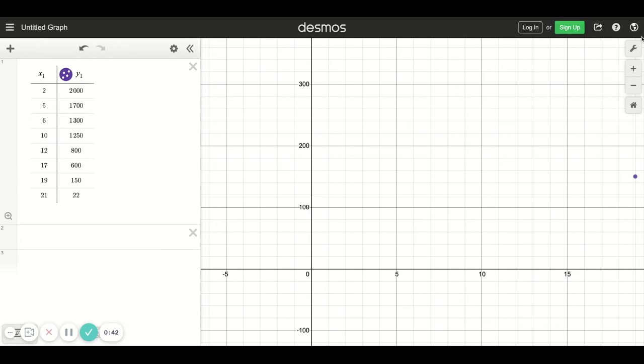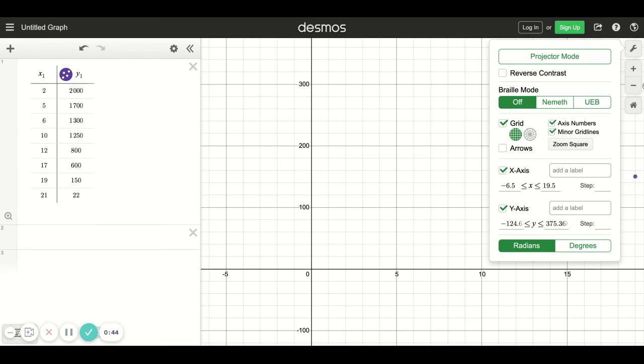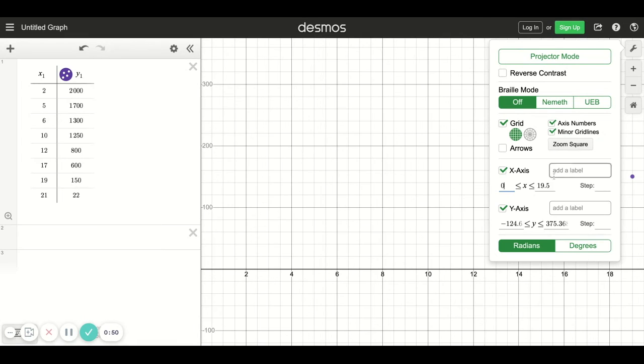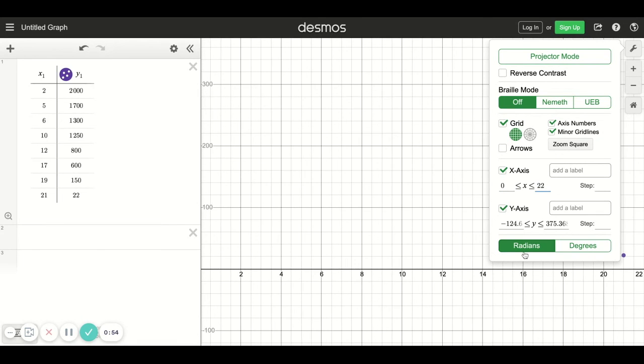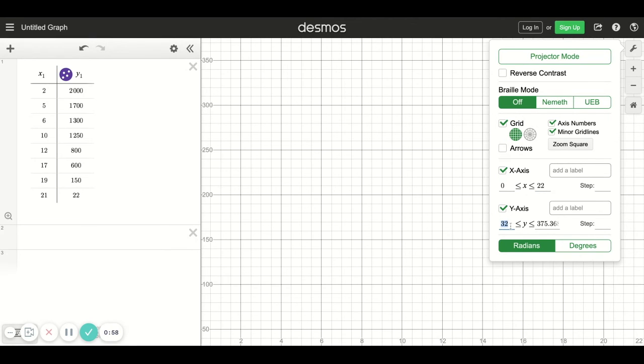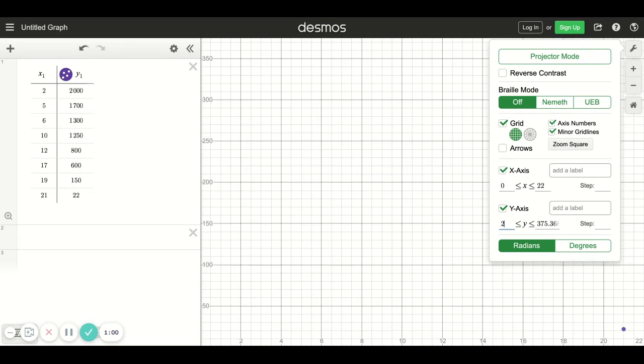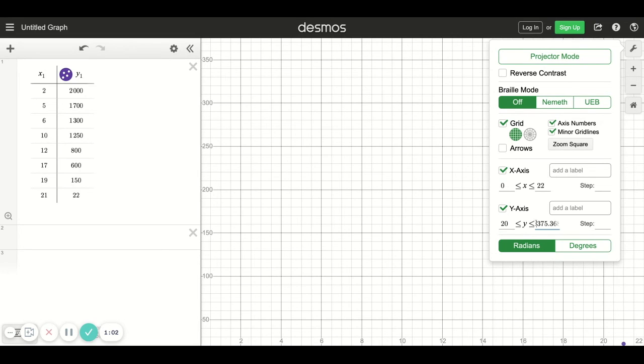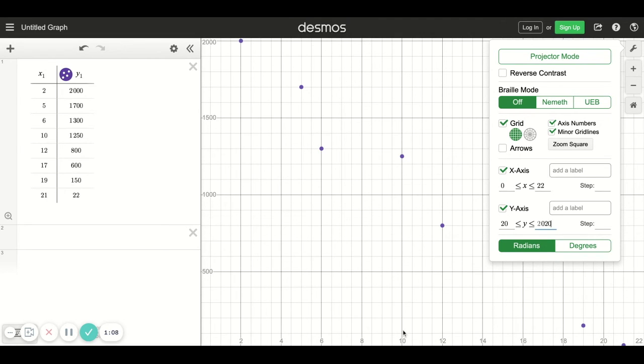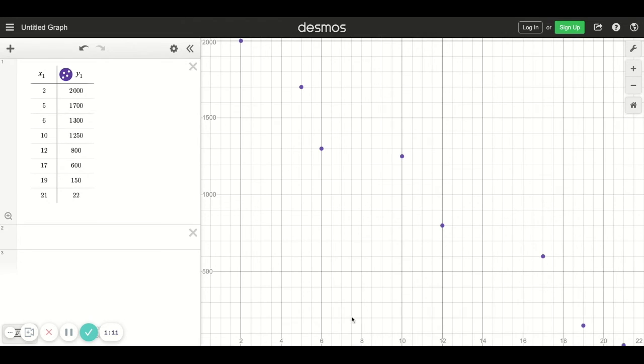So a quick reminder on how to set up that window. If you click over here on the wrench, it pops up. Then you go a little smaller than your smallest X value in the table, a little larger than the largest one. So like 0 to 22. The Y values, you can do the same thing here. And so the smallest was 22, so like 20, going up to my largest Y value, just above that, so like 2020. Sure. And then I can see it better.